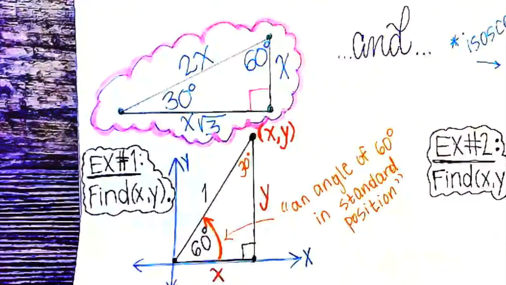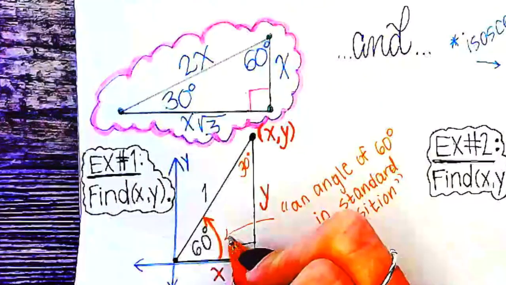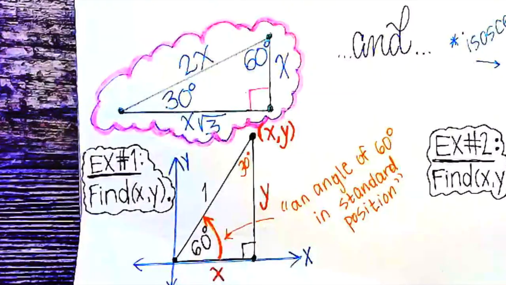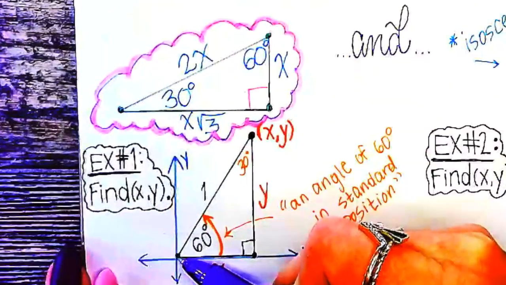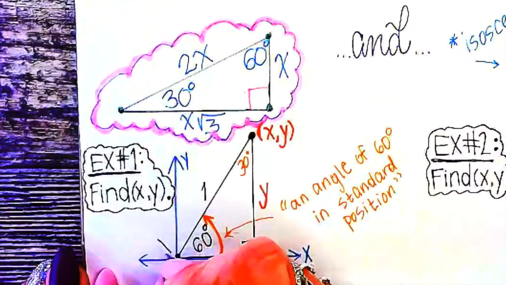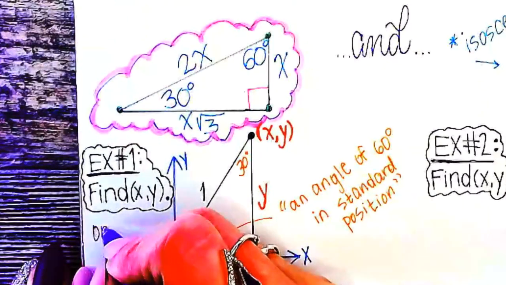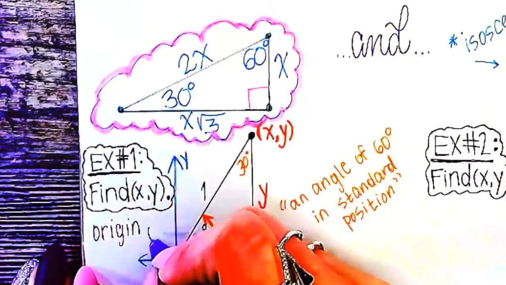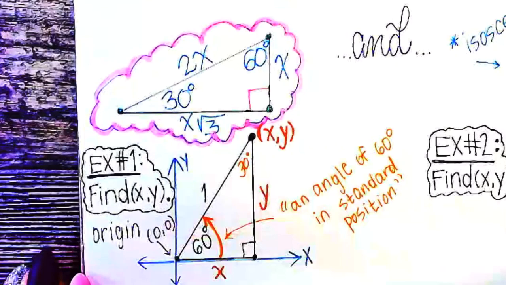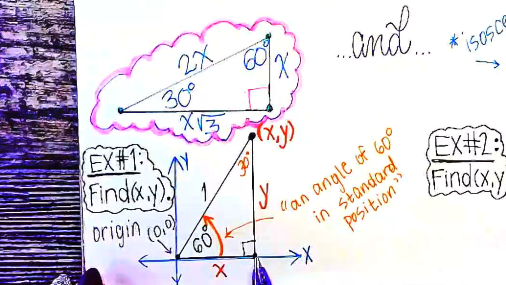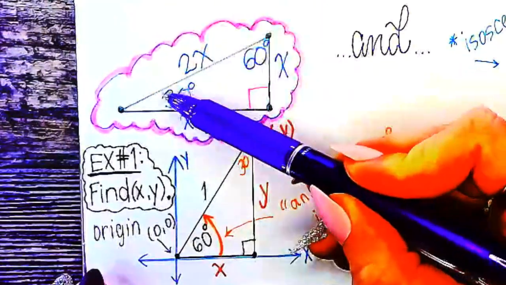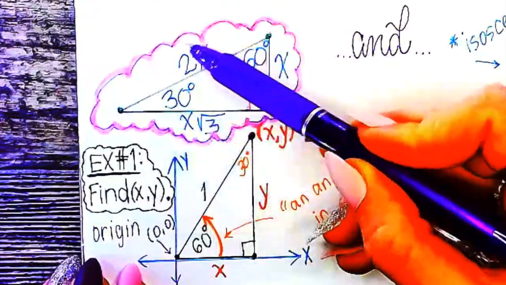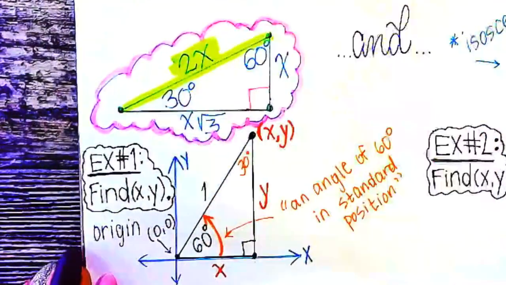Standard position is a very specific way of drawing out angles that we will implement a lot in upper level math classes. The vertex of the triangle where the 60-degree angle is located can be found at the origin since we are on the xy plane. The ordered pair of the origin is, of course, the point 0, 0. This triangle has legs x and y and a hypotenuse of 1. The hypotenuse in a 30-60-90 triangle can be determined by the formula 2x.